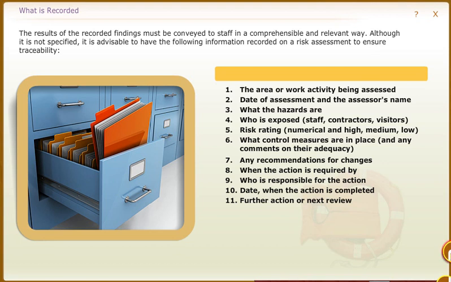Any recommendations for changes. When the action is required by. Who is responsible for the action? Date when the action is completed. Further action or next review.